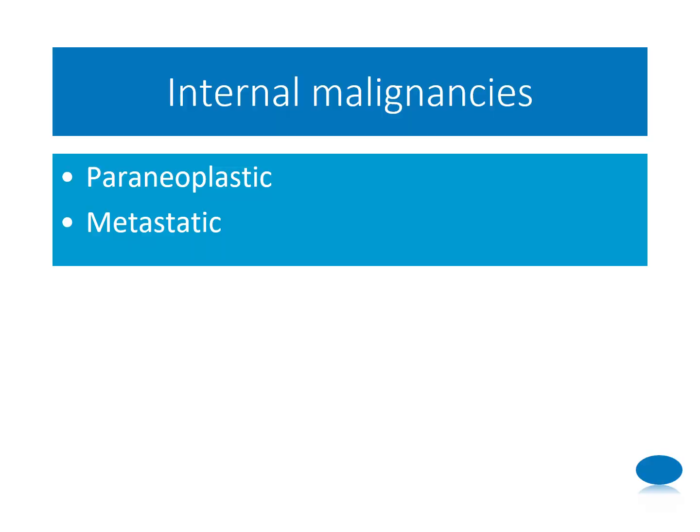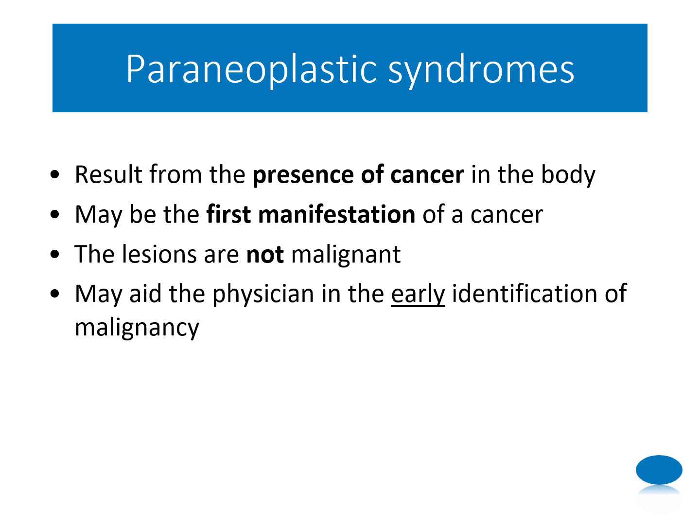Now, finally, we move on to skin signs that you see in association with internal malignancy. We'll go over two groups: the paraneoplastic syndromes or manifestations, and some metastatic lesions. The cause of a paraneoplastic syndrome is a cancer somewhere in the body, and the paraneoplastic manifestation could be the first manifestation of an underlying cancer.